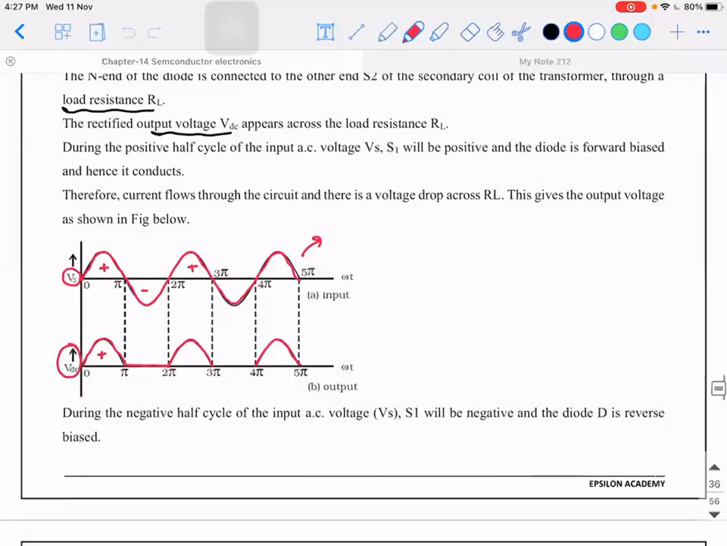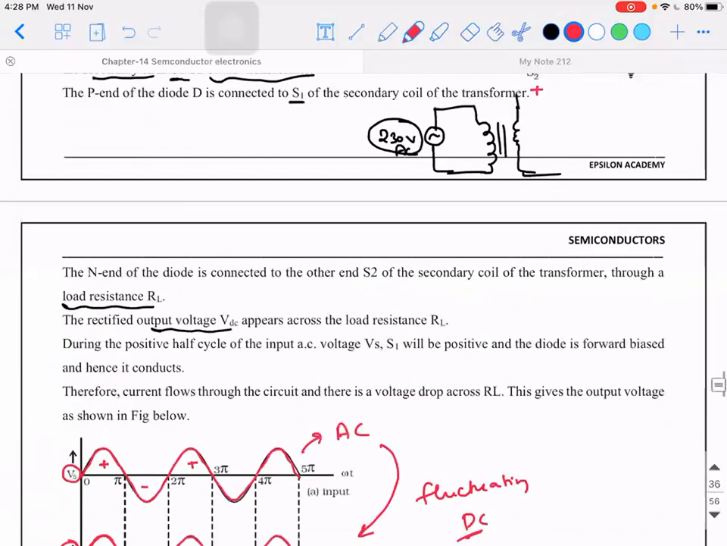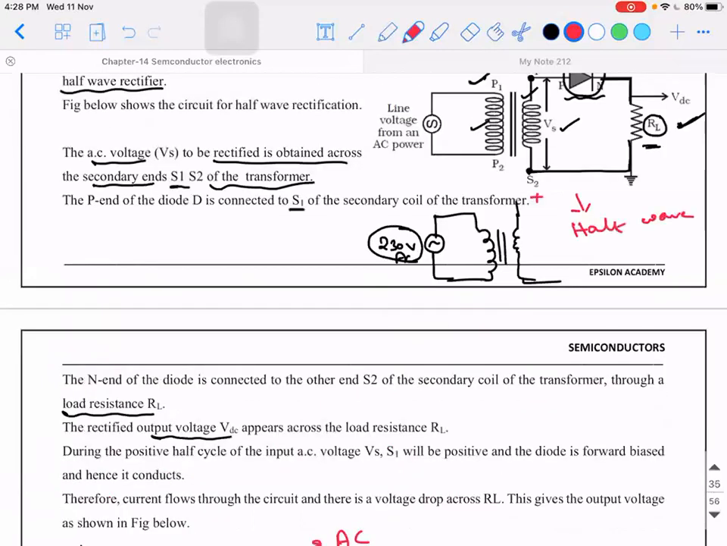So what exactly happens is the alternating current is converted into a fluctuating DC. But here, since only half of the cycle, that is only the positive cycle, has got rectified, this kind of rectification is called half wave rectification, and this device is called a half wave rectifier. Am I clear?